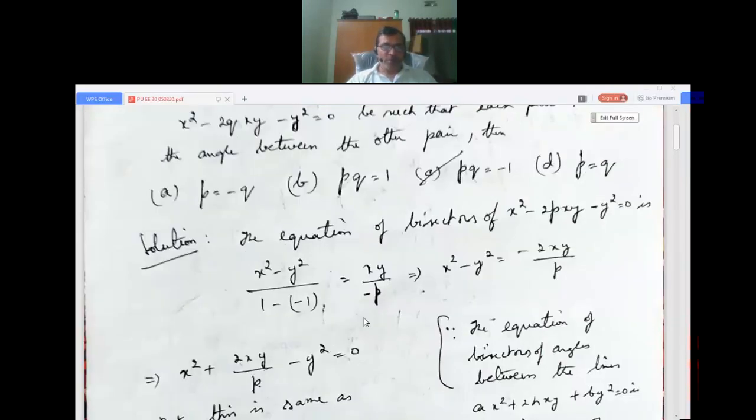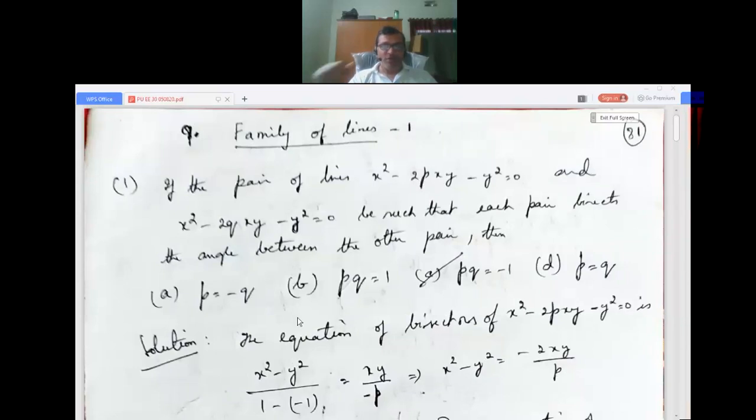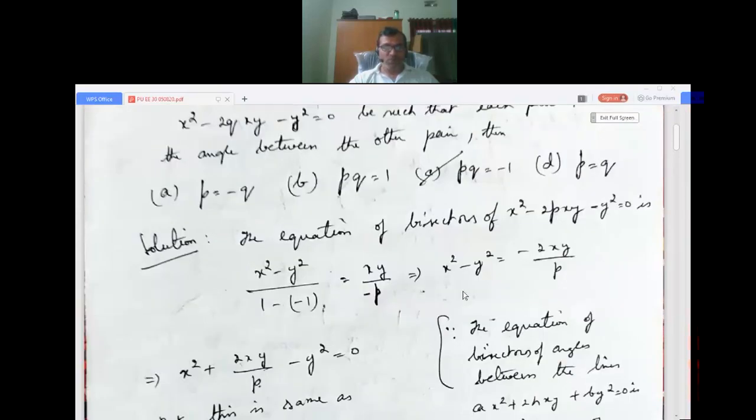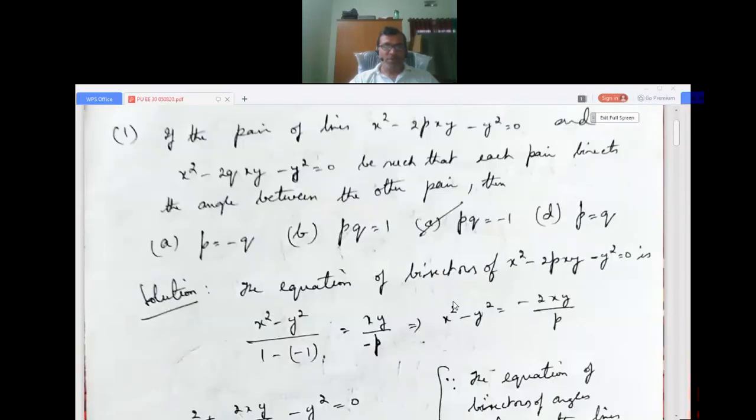Okay, now the solution for this problem. See the problem: if the pair of lines x squared minus 2pxy minus y squared equals 0 and x squared minus 2qxy minus y squared equals 0 be such that each pair bisects the angle between the other pair, then first option p equals minus q, second option pq equals 1, third option pq equals minus 1, and last option p equals q. Okay, this is the question.